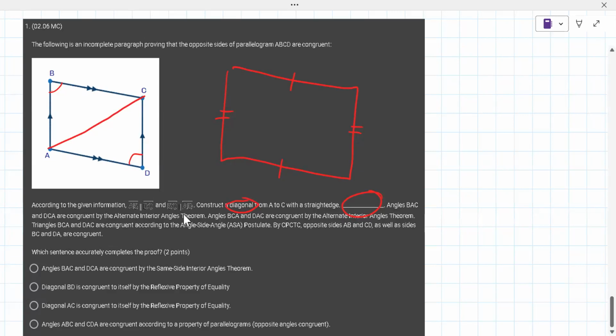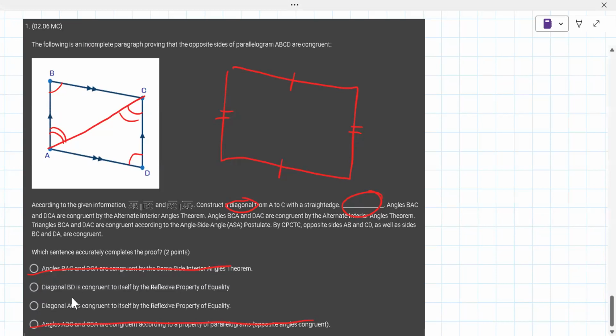Things have to follow. If somebody tells you a story and you're all over the place with their details, you're like, no, this follows from this. That's what we're looking for here. So BAC, that's this one right here. It's congruent to DCA. But are they on the same side of the diagonal? No, they're not. So that one's out as well.